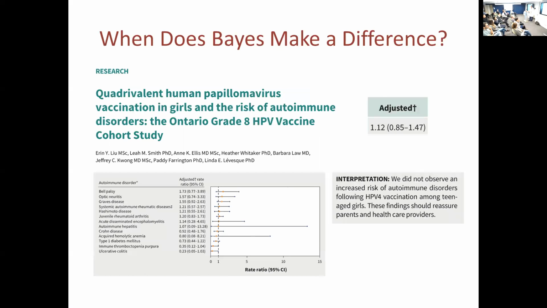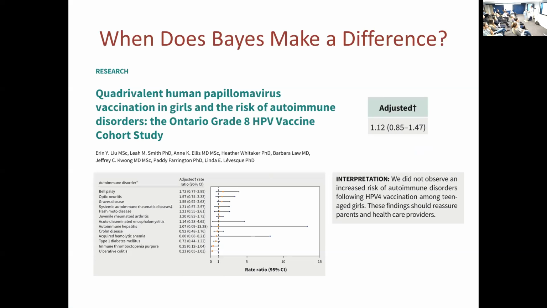I've now started looking at studies from a Bayesian standpoint, and I was struck by this one random example, a recently published study in CMAJ looking at the risk of autoimmune disorders after HPV vaccination. And of course, the goal of the investigators was to establish whether or not HPV vaccine is safe. Their conclusion was that they did not observe an increased risk of autoimmune disorders following HPV vaccination among teenage girls.